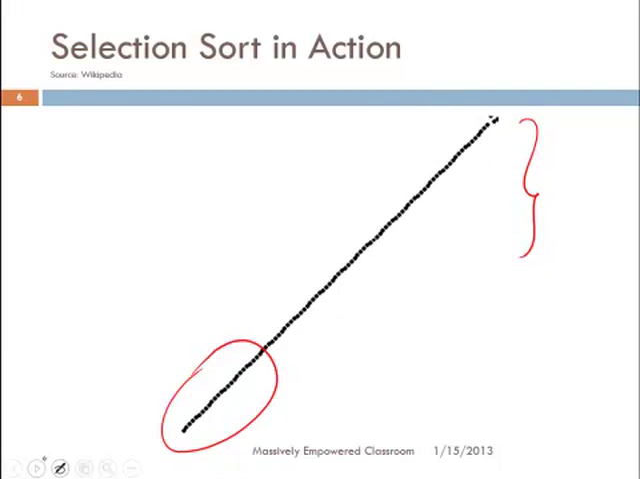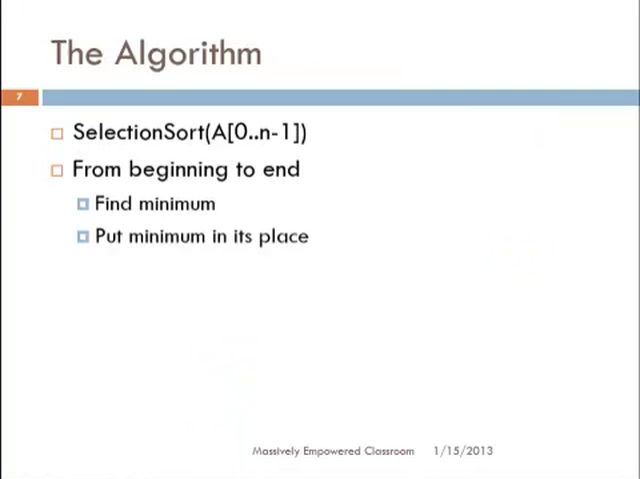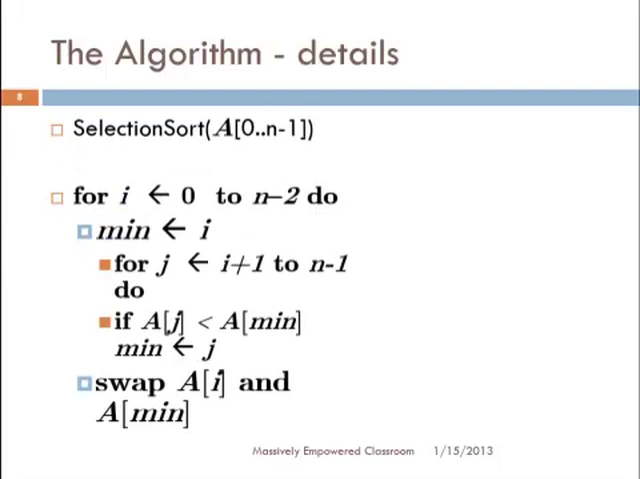Now we are ready to actually try and understand how to write the algorithm for selection sort. So we are given an array of elements A of n elements from 0 to n minus 1, and stated in plain English, selection sort is nothing but from beginning to end find the minimum and put the minimum in its proper place. But that is not quite an algorithm, because it is not pseudocode, it is not yet precise. So let's add more detail to it to make it an algorithm. Selection sort, it takes an array A from 0 to n minus 1.